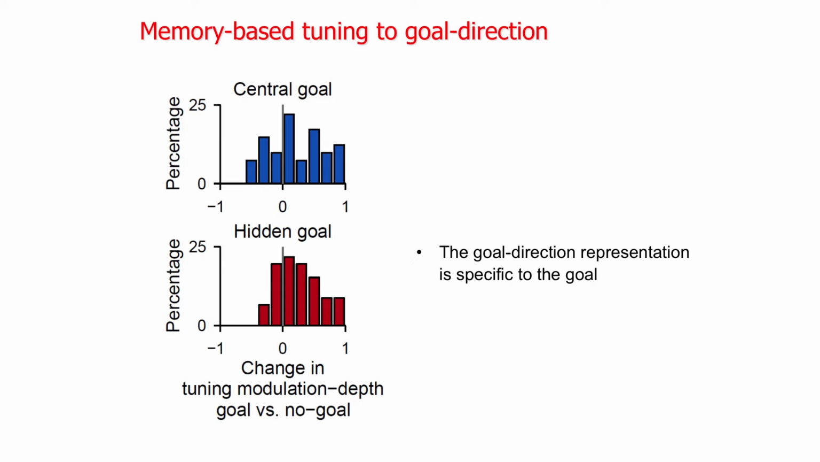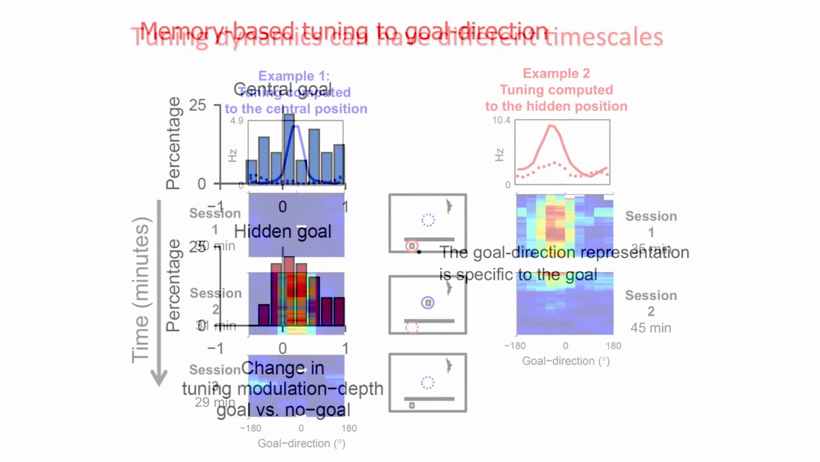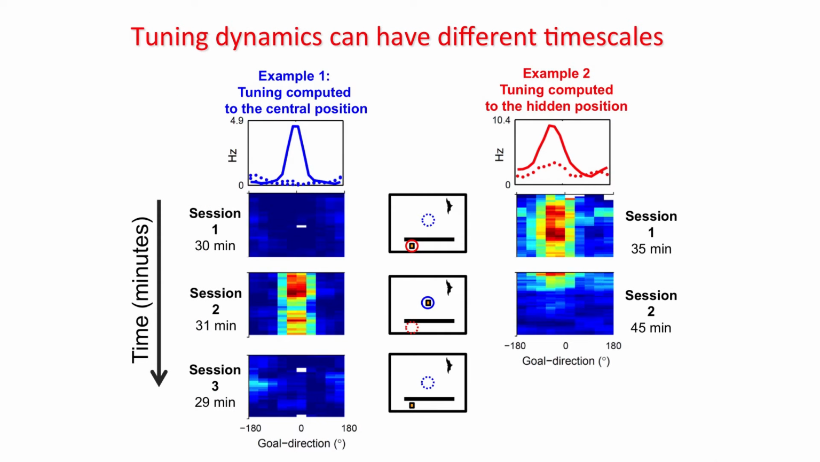So the goal direction representation is specific to the goal. There are also interesting dynamics that I'll skip, just to show that sometimes the cells switch very fast, but sometimes they switch slowly, like this neuron that, when the goal was moved from the hidden position to the center position, for 10 or 15 minutes continued to fire to where the goal was before. So it's a memory trace of where the goal was supposed to be.